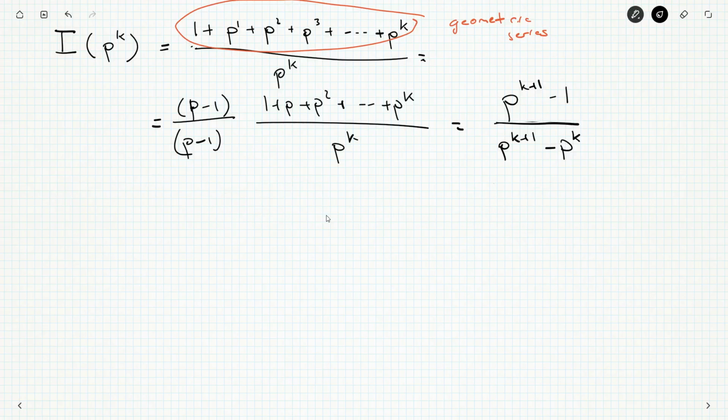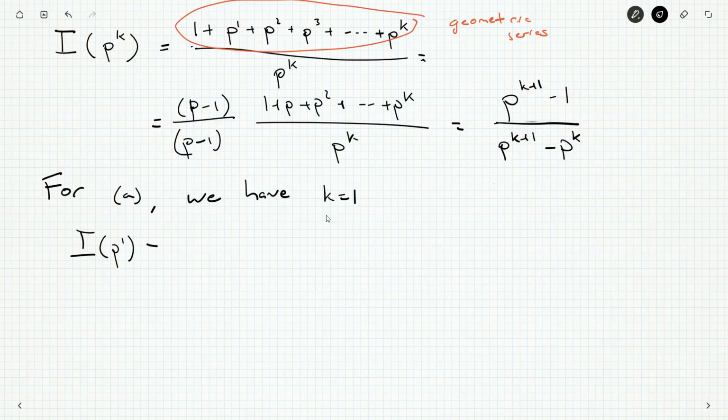Okay. Now what do we do? So for A, we have k is equal to 1. So I of p to the 1 is just p squared minus 1 over p squared minus p. Well, that really becomes p plus 1 over p. Not particularly interesting, but I want to show that that's less than or equal to 3 over 2.